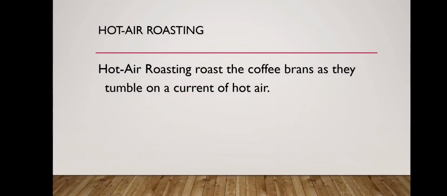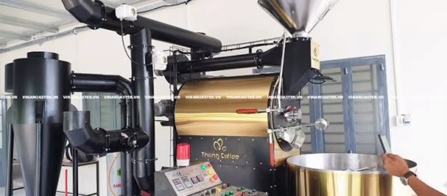So, next is hot air roasting. What is hot air roasting? Hot air roasting roasts the coffee beans as they tumble in a current of hot air. So, sa air lang siya, unlike sa drum, meron siya drum. So, ito example natin ng hot air roasting.